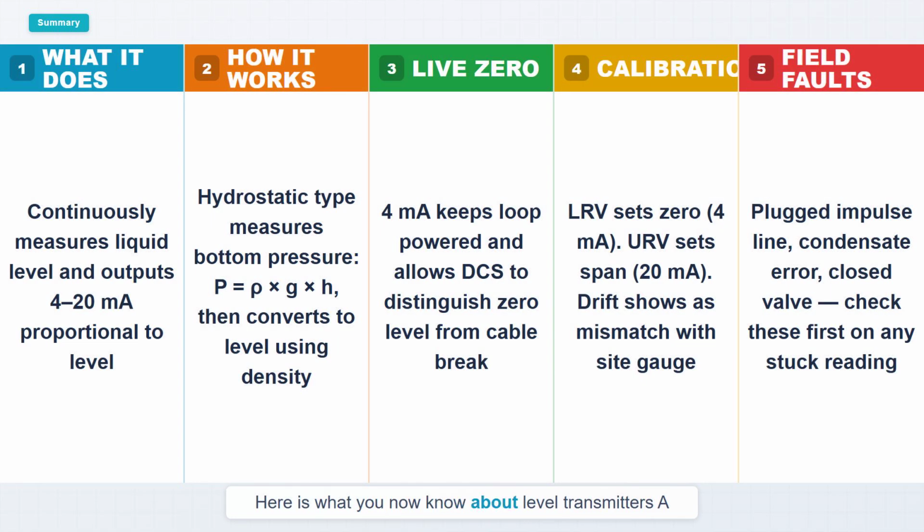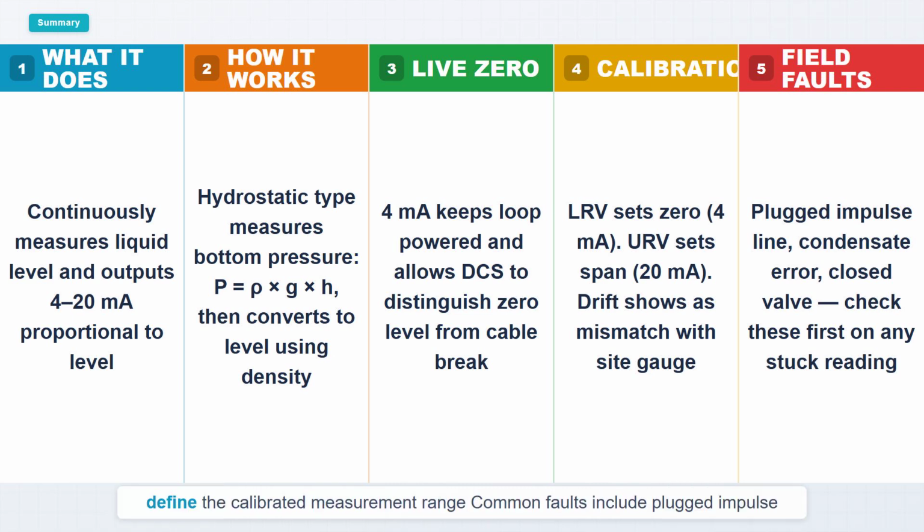Here is what you now know about level transmitters. A level transmitter continuously measures liquid level and outputs a 4 to 20 milliamp signal proportional to level. The hydrostatic type measures the pressure created by the liquid column and converts it to a level using the density-gravity-height relationship. The 4 milliamp live zero keeps the loop powered and distinguishes a real zero level from a cable fault.